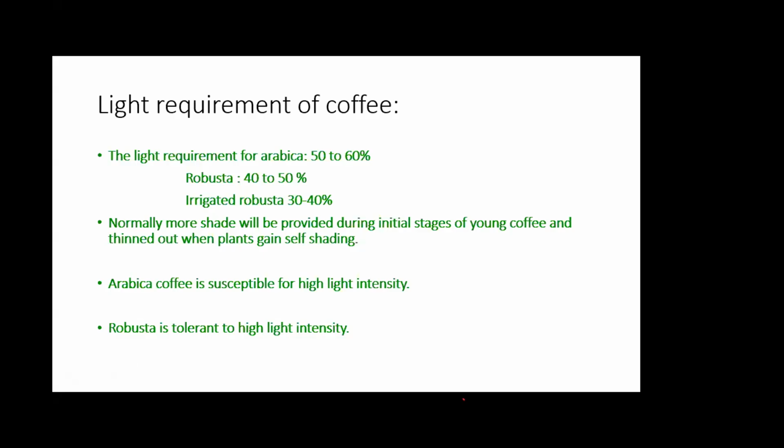Arabica coffee is very susceptible to high light intensity. That's why we are recommending 50 to 60%. If it is less than that, it is very susceptible to high light intensity. Compared to that, robusta is more tolerant of high light intensity. That's why we are reducing it to 40 to 50% and 30 to 40% respectively.